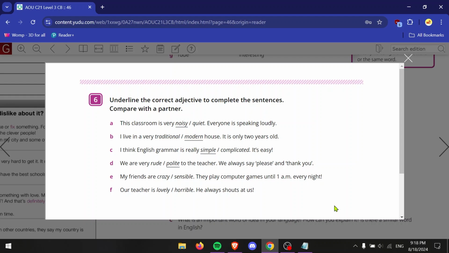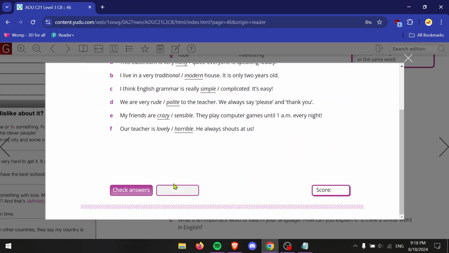My friends are crazy or sensible. They play computer games until 1 a.m. every night. Again, playing computer games until 1 a.m. every night is not exactly the sensible thing to do. So crazy. Our teacher is lovely or horrible. He always shouts at us. If anyone is shouting at you, then I don't think they're exactly the lovely type. So horrible is the word we're looking for.